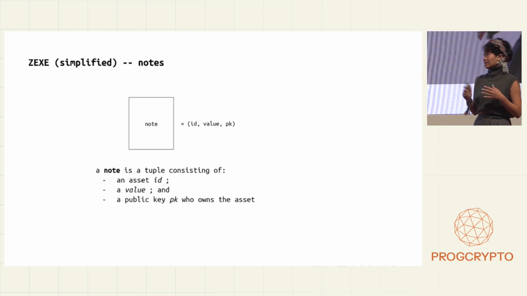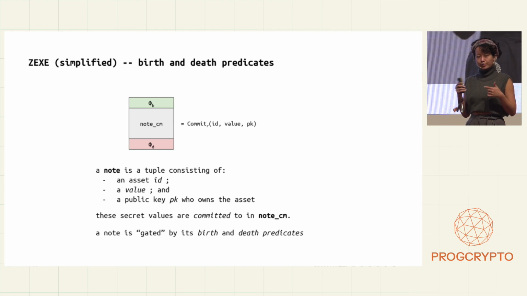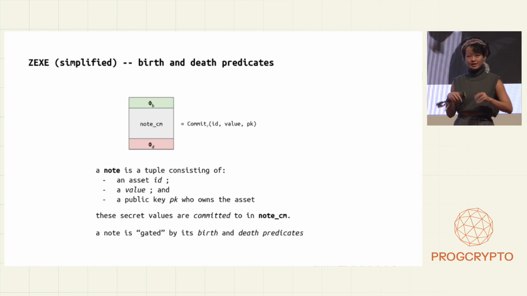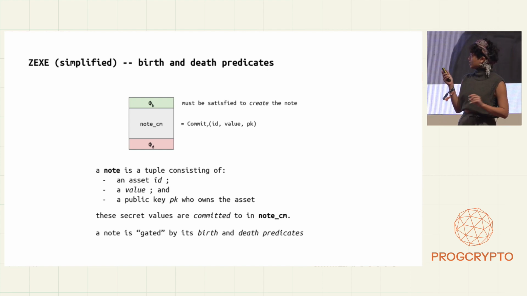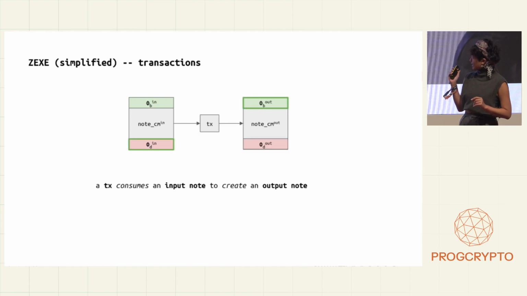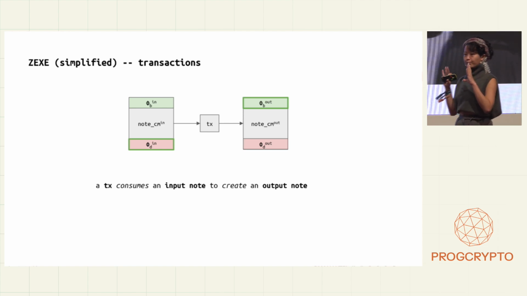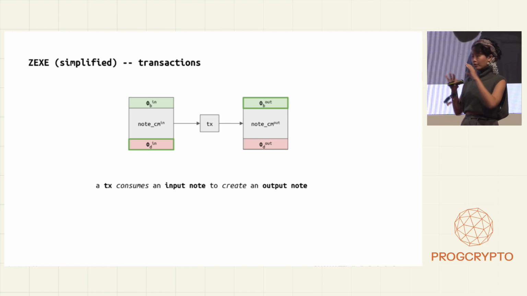And how you express your programs is through birth and death predicates. A birth predicate is something that you must satisfy in order to create a node, and a death predicate you must satisfy to consume a node. And a transaction consists of a balanced set of records for which all their birth and death predicates are fulfilled.